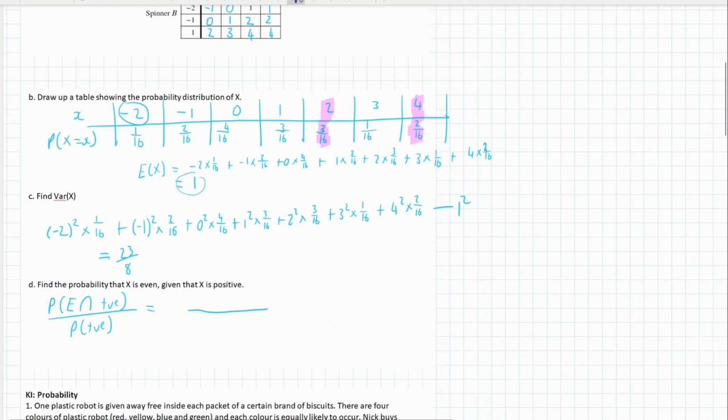So I'll pop that on top, 5/16, and then on the bottom the probability that it's positive. So you're looking at all of this stuff here. So 3, 6, 9 should be 9/16, and so that obviously simplifies to 5/9. Alright, moving on to probability.